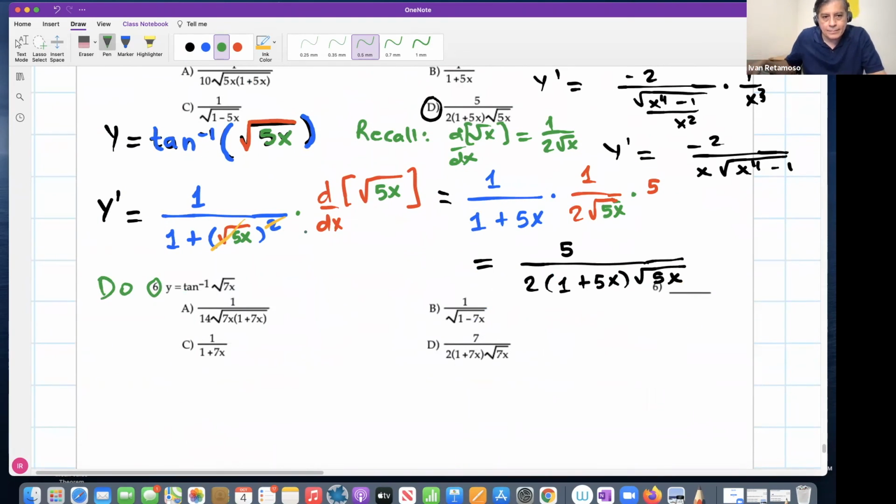The hint is, I'm going to write this as the composition of three functions, right? Tangent inverse of the square root of 7x. So the outsidemost function is tangent inverse, then followed by this square root function, the second function, and the last function is this linear function 7x. It's a nested function, right, made of three functions.